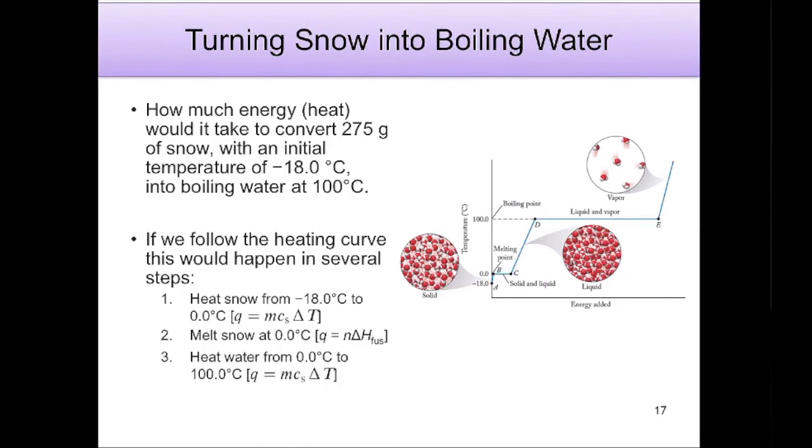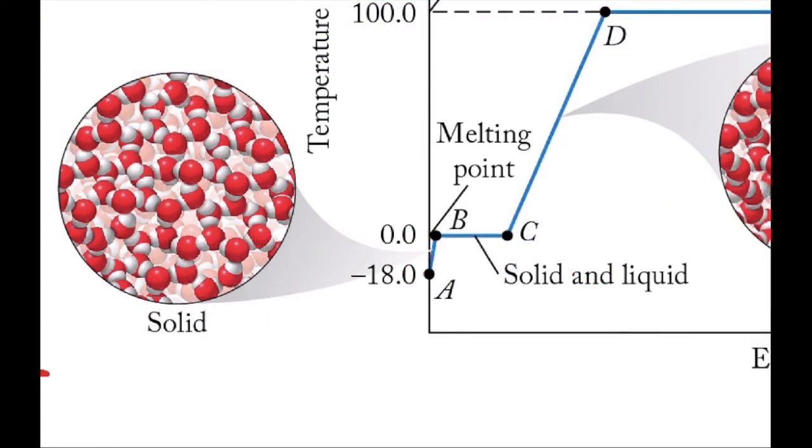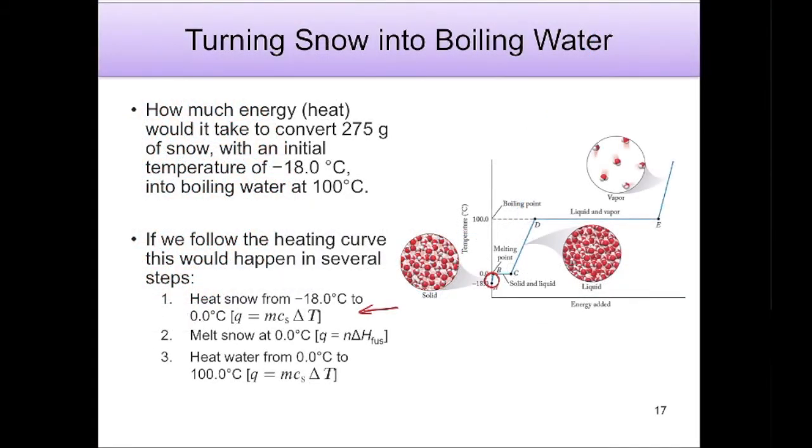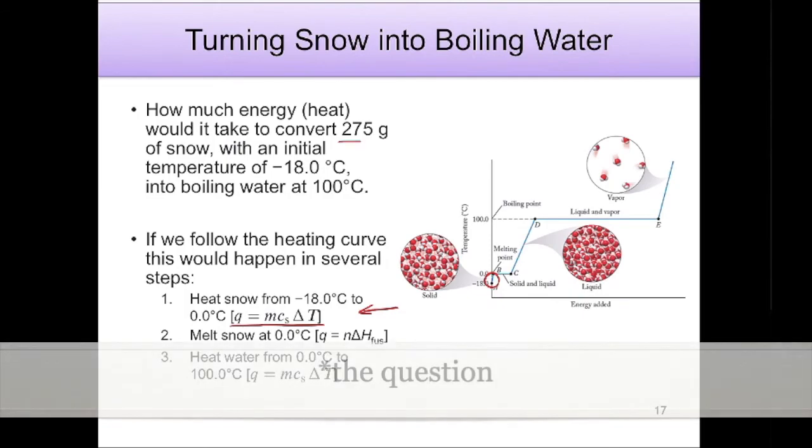The first step we would have to go through would be heating the water from minus 18 degrees Celsius to 0 degrees Celsius, which is this portion of the curve right here. Since we're not at a phase change, we can use this equation here, Q equals the mass of the substance times the specific heat capacity times the change in temperature. We're going to use the specific heat capacity because we're given a mass in the equation.